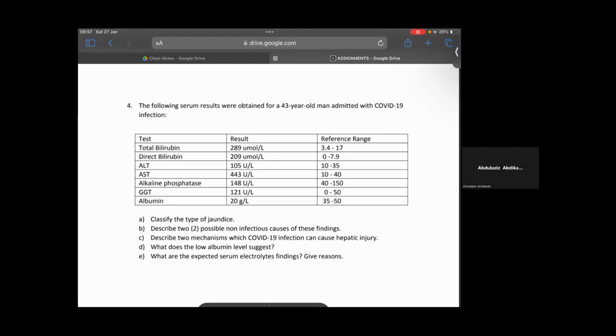What does the low albumin suggest? That could be easy. And what will the low albumin result in? The sign that it will show. Remember there's a difference between sign and symptom. What are the expected serum electrolyte findings? Give reasons. And that will be all.